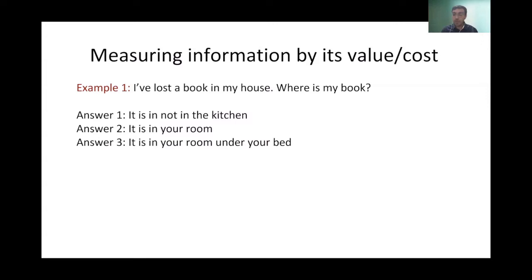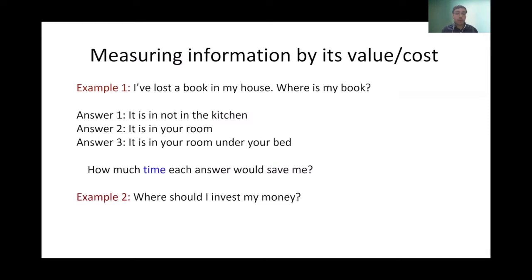Now, how can I measure information here? So I can say, why do I need the answer? I need the answer because I want to find my book. I want to save time searching for my book. So I can measure information by how much time each answer would save me. The third answer saves me more time, and so I can measure the time that it takes for me to find a book using this answer, see how much time I have saved, and use that time to measure the information content of this answer.